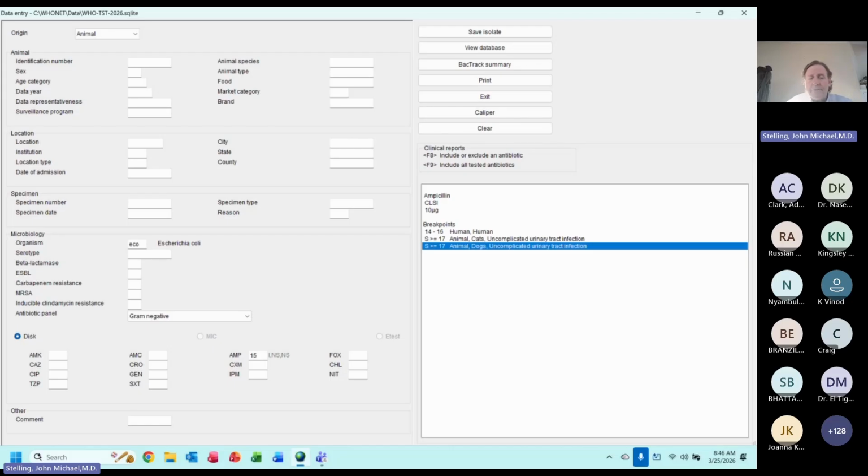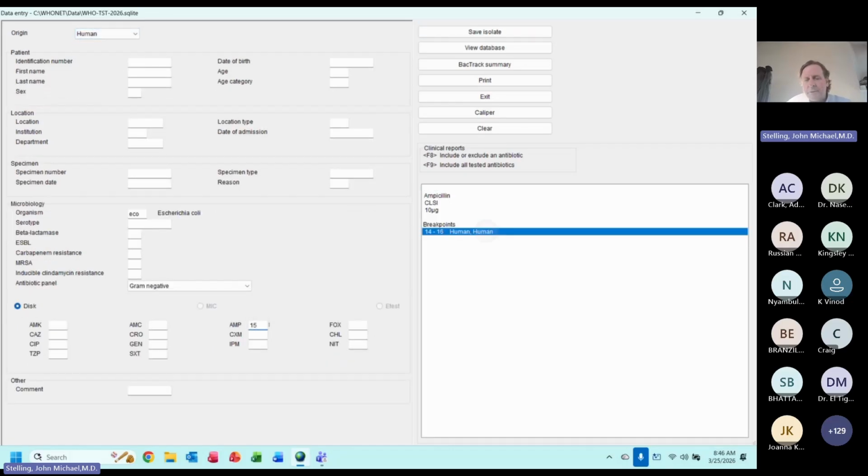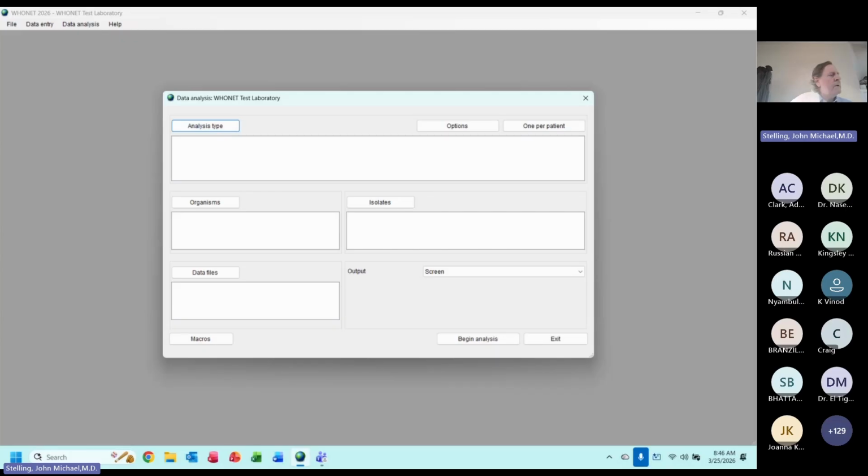So you can see WHONET does all 3 breakpoints at the same time. On the other hand, if I say human, and if I go to animal, it does not show me the animal breakpoints. I think that's all I want to show on data entry. Let me go to data analysis, looking at time. We're still good? Good. I'm now in data analysis. Analysis type.